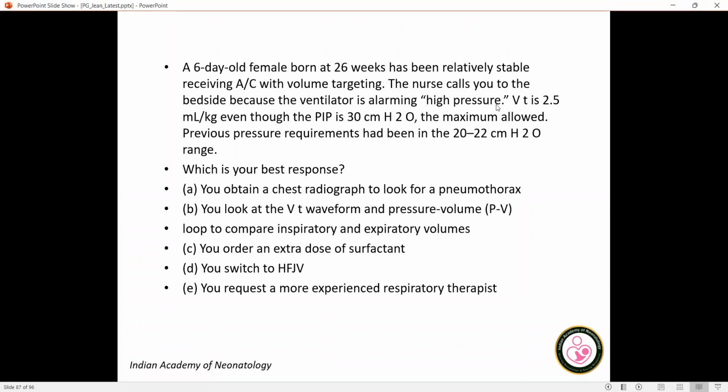Suddenly this happened with a high pressure alarm, and the volume is only 2.5 ml per kg, even with a high PIP of 30. We have kept a volume targeting mode, and the previous pressure requirements were only 20-22. Suddenly this happened. So what is your best response? Any answers?